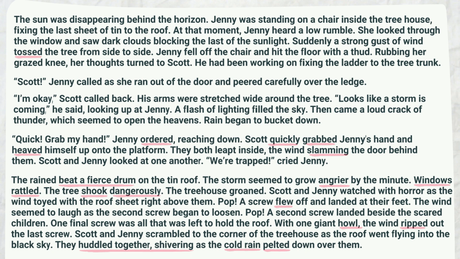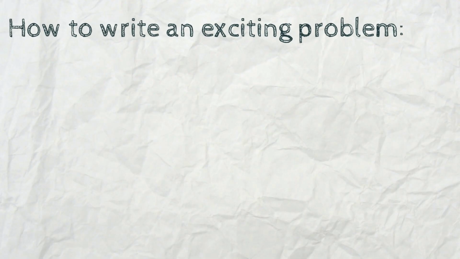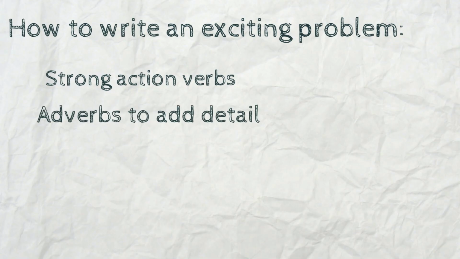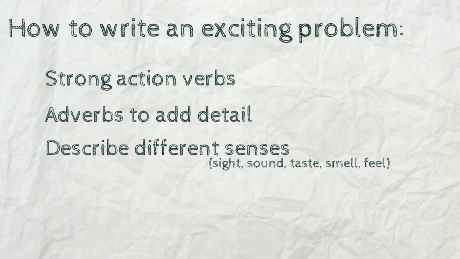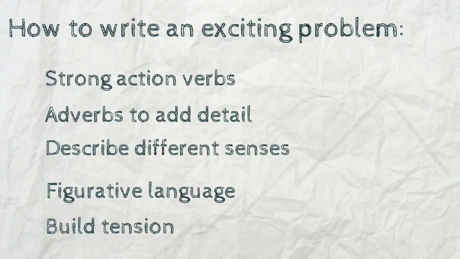Finally, I tried to build tension. Instead of having the roof fly off straight away, I showed the screws popping, one by one, making the reader feel nervous about what might happen. Let's review the elements that make for an exciting problem. Strong action verbs, adverbs to add detail to the verbs, detail about multiple senses, figurative language such as personification, similes and metaphors, and building tension.